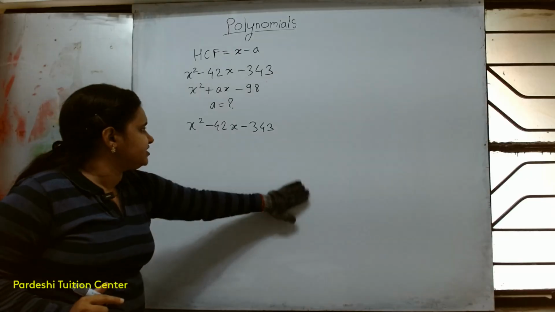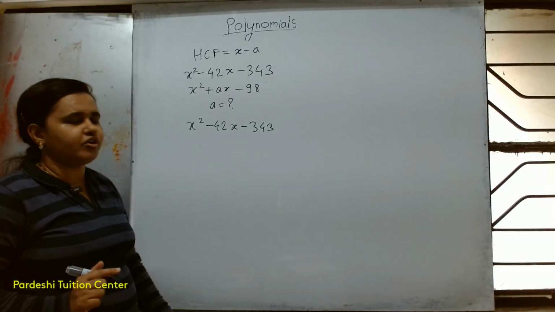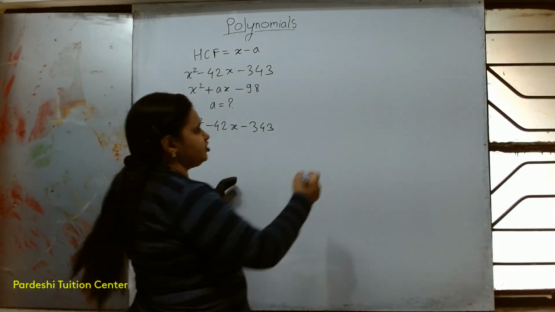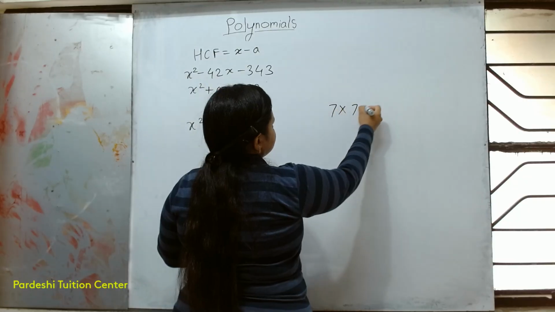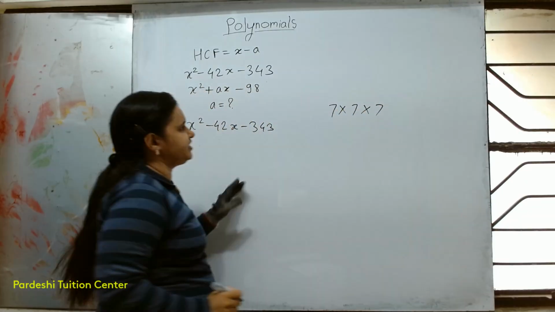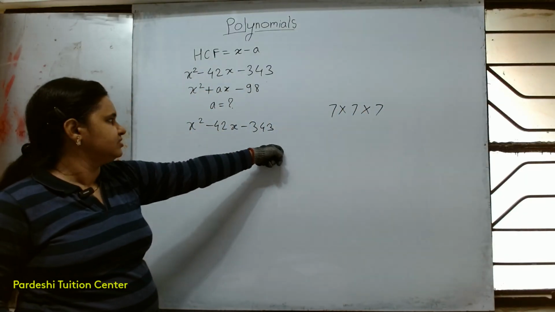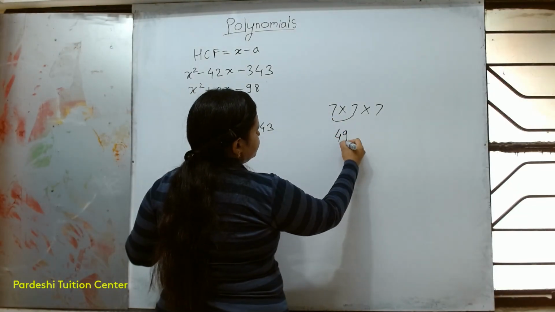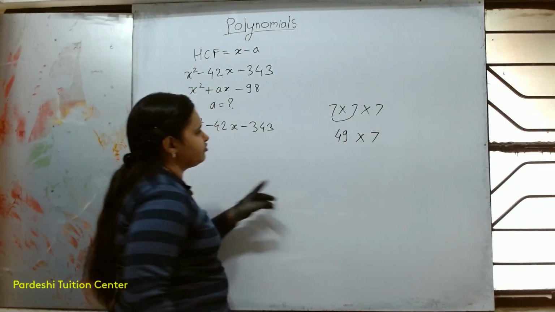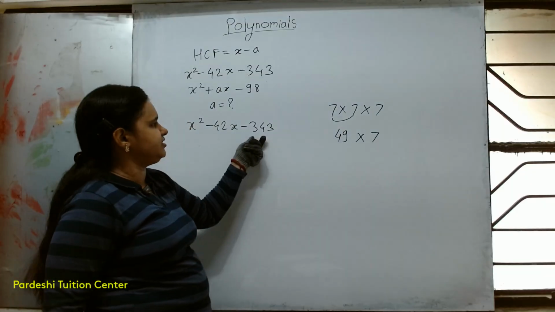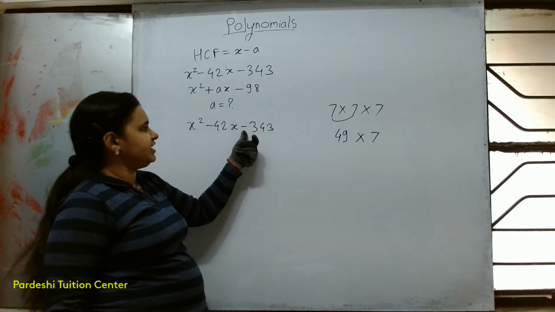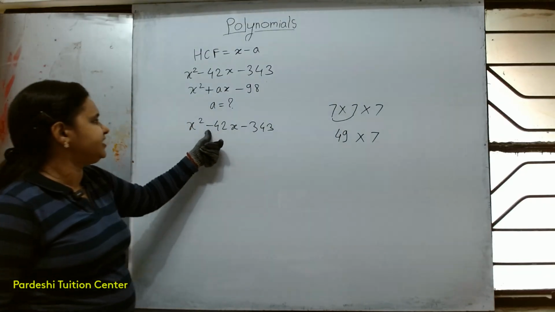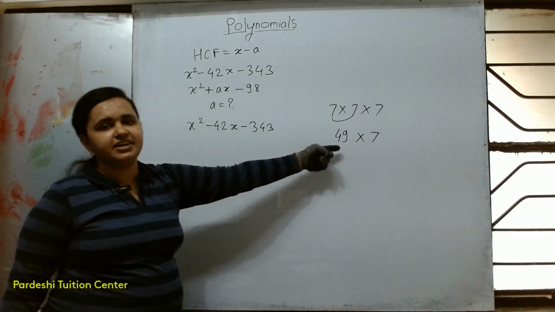Do you remember 343 is the cube of what? 343 is the cube of 7. If I multiply 7 three times, it equals 343. So if I take 7 into 7 as 49, 49 into 7 is 343. Okay, but here it is minus. Also here it is minus. So we have to take the bigger number as minus.